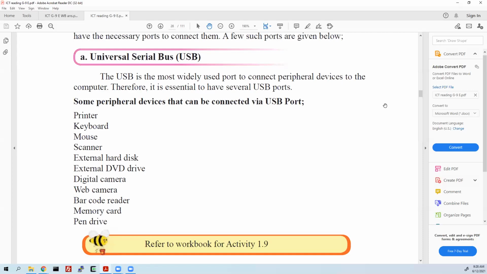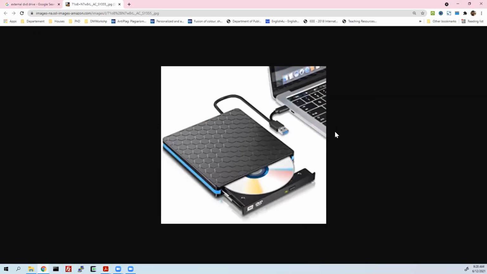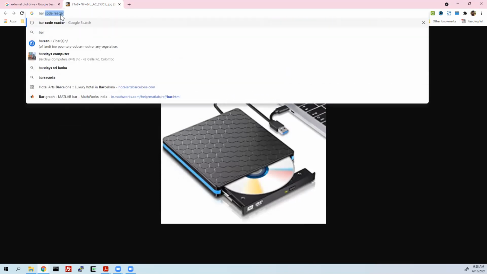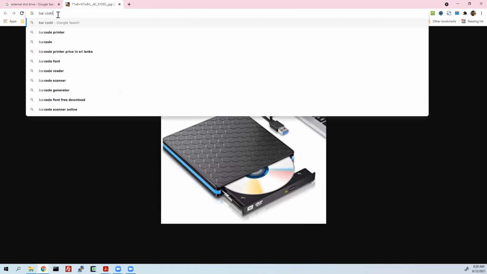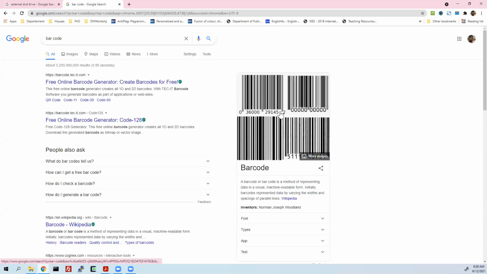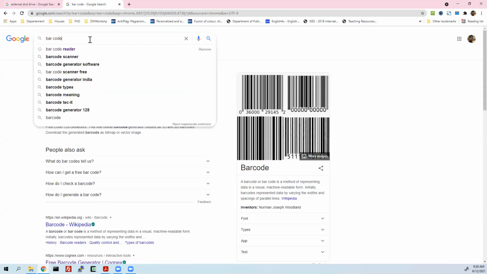Digital camera, web camera, barcode readers. Okay, if you visit shopping malls, you should see this. Now, barcode means, right? So something like this. If you take your book or any other item, most of the time you see the vertical barcodes, which usually represent a number, right? So when there's a reader, the barcode reader can read this number. The reader is a device which is used to read these lines. So that's why we call it a reader.